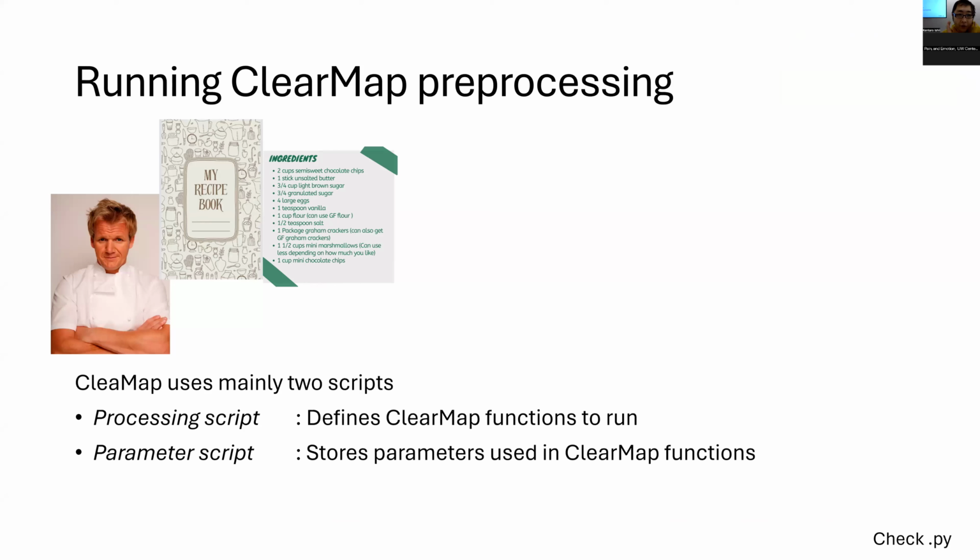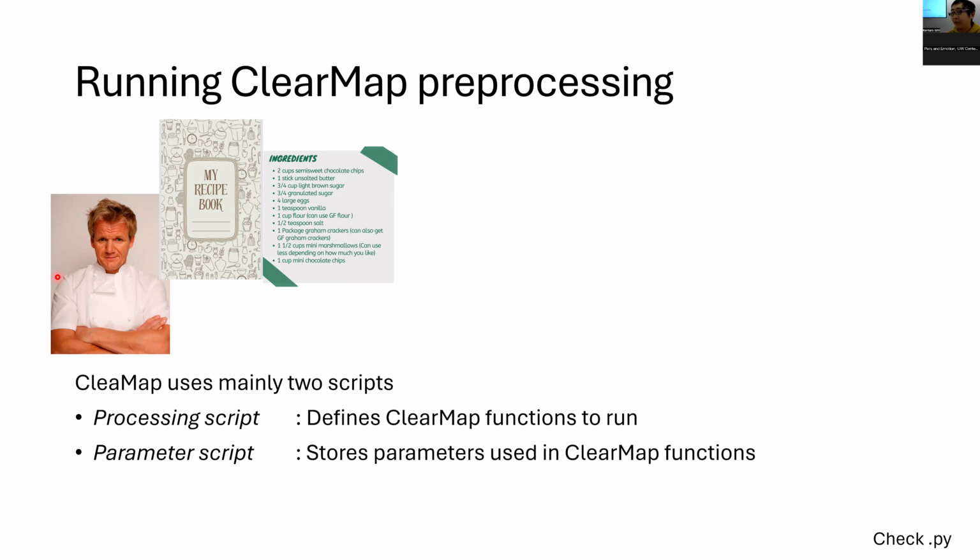Okay, so now we're going to talk about actually running ClearMap preprocessing. I like to think about it as a cooking situation. I like to cook, by the way. So ClearMap has this processing script, and then you have a parameter script. You can think of it as your recipe book and your ingredient list. All the ingredients, how much of what, will be listed in the parameter script. And then what to do with those will be listed in your processing script.